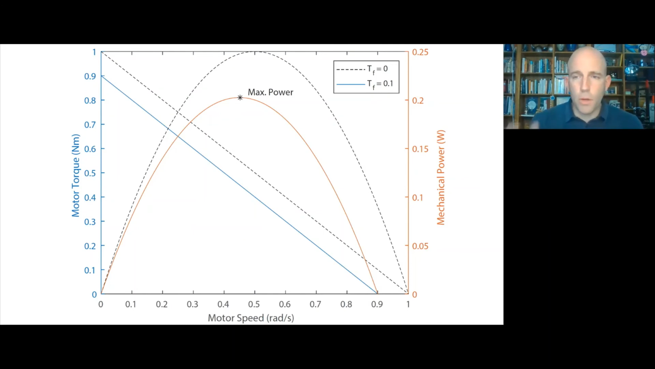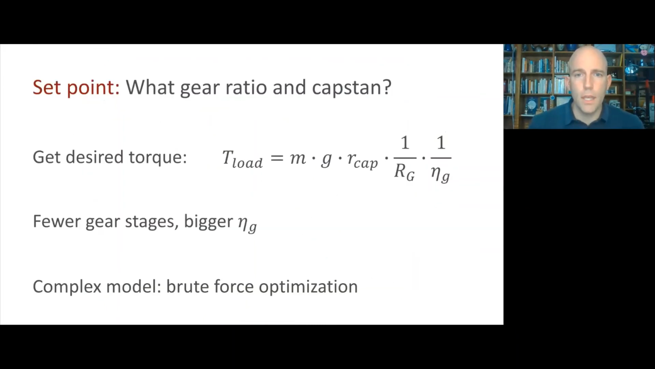But what about the gearbox? Well, remember the efficiency of the gearbox is the power out divided by the power in. More power in leads to more power out generally. So how would we make that happen? Well, we have the choice of our gear ratio and capstan.